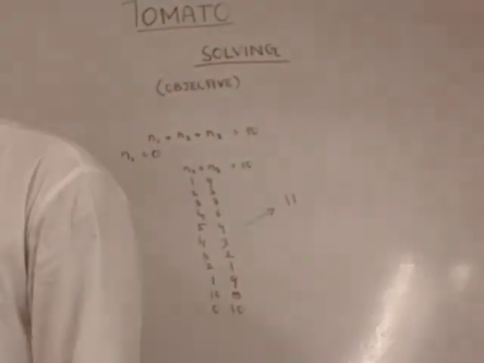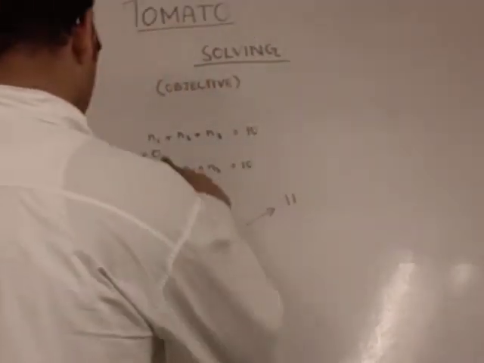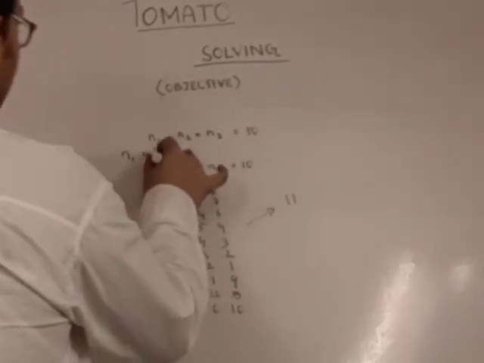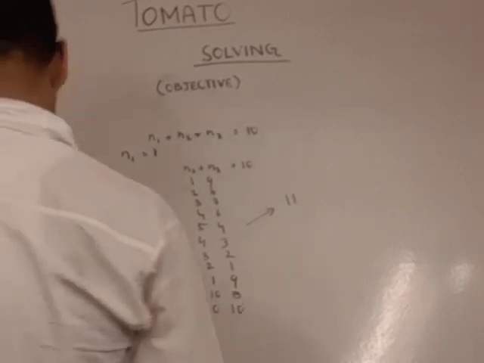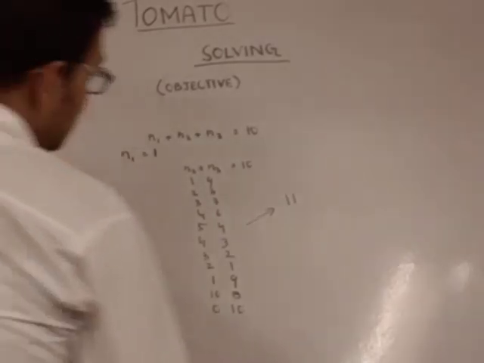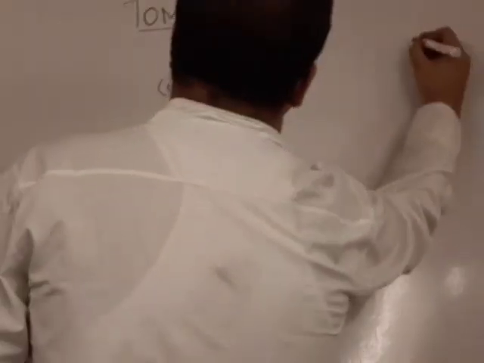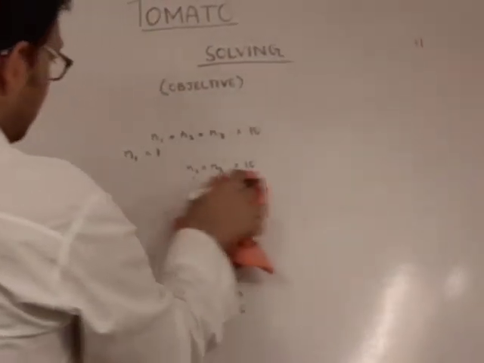Now if n1 equals 1, how many do I get? For n1 equals 1, I just want to list out the solutions. First, for n1 equals 0 it's 11. For n1 equals 1, what is this?